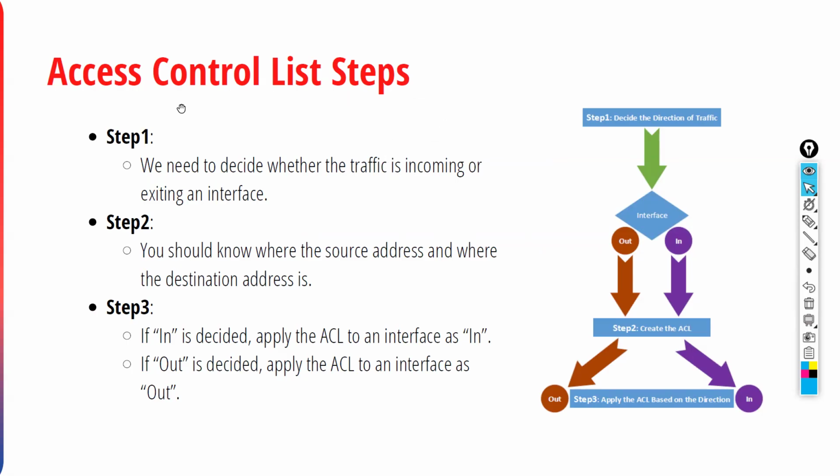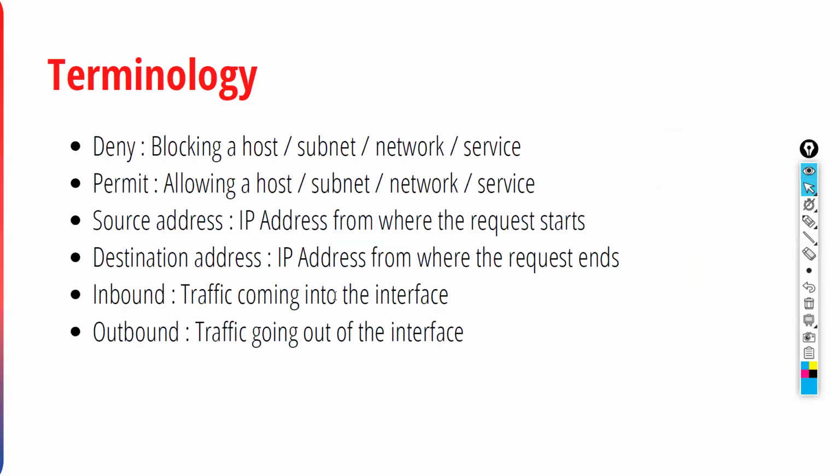So how will the access control list be used? First of all, you have to decide the direction of traffic, which traffic you want to permit. Then we must know where the source is and where the destination is, from where to where you want to allow. Then we have to decide whether the traffic is inbound or outbound. So direction also we have to decide. And then we apply it on the interface.